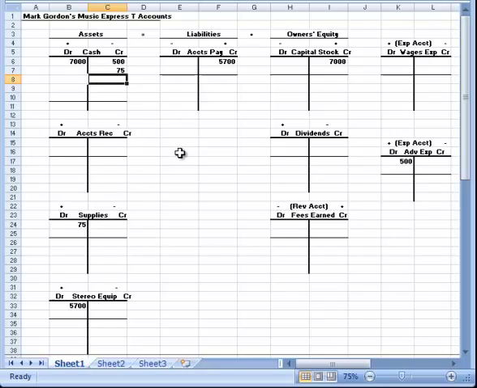E said we received $1,000 cash from customers for music provided at class reunions, and we debited cash for $1,000, and we credited fees earned for $1,000. F, we paid for stereo equipment purchased in B. So we debited the liability account, $5,700, and we credited cash for $5,700.